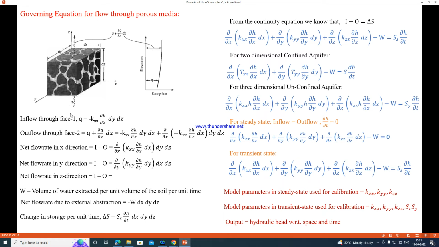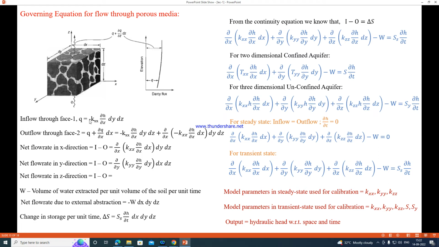Here also some amount of flux is entering this representative elementary volume, and the additional change over dz is q plus ∂q/∂z into dz. Why are we considering the partial differential equation and not the ordinary differential equation? Ordinary differential is one-dimensional, in only one direction, but with the partial differential equation we can represent different directions. That's why we are using partial differential equations.